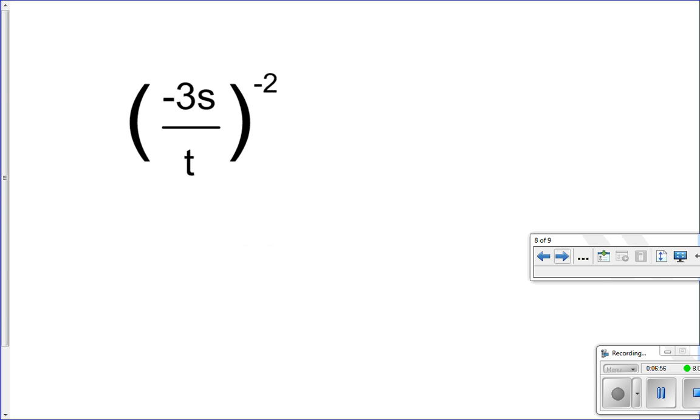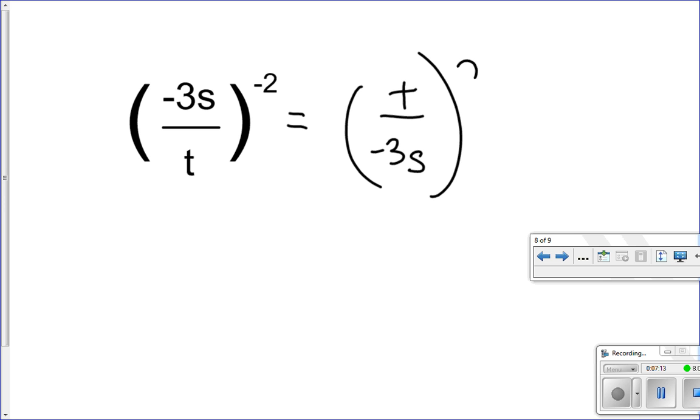So I'm going to do this one right here with you guys. I have negative 3s over t, and that's all raised to the negative second power. Well, first things first, we're going to take the reciprocal of our fraction, and I'm going to change my exponent to positive 2. Then I'm going to distribute it to both terms.